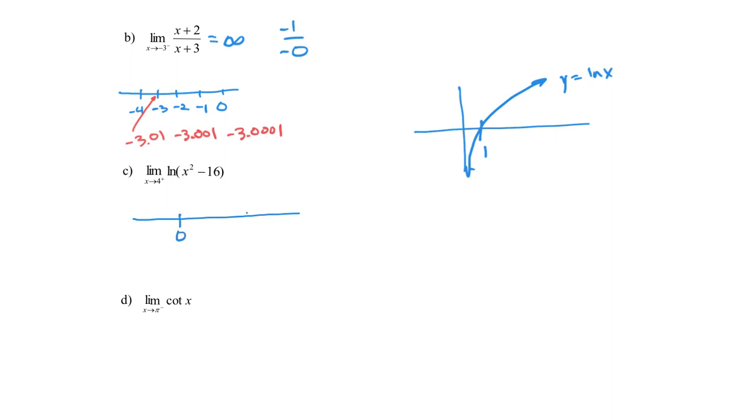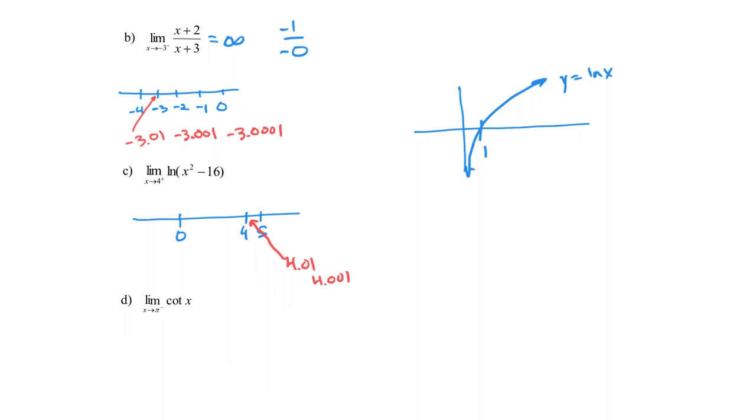So here's 0, here's 4, and here's 5. I'm approaching 4 from the right, so I'm coming in from values bigger than 4. Right, so these are values like 4.01, 4.001, and so forth, bigger than 4. And then I'm squaring them. So I'm squaring numbers bigger than 4. So they're going to be numbers bigger than 16.